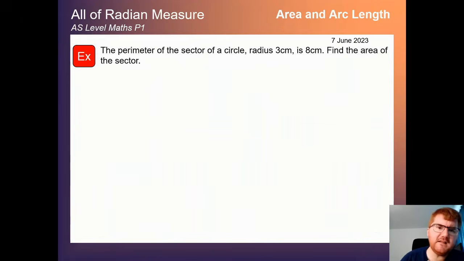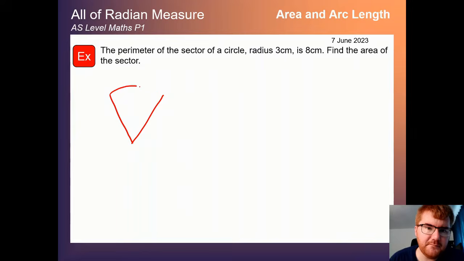Something a bit more problem solving here is this question here. So we've got the perimeter of a sector of a circle. So let's draw in our sector like so. Radius is 3 and 3 here. And the perimeter is equal to 8. So 3 plus 3 is 6. So then this arc length must be equal to 2 centimeters because it all adds up to 8. Find the area of the sector.